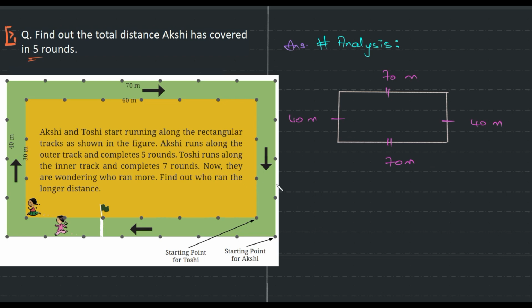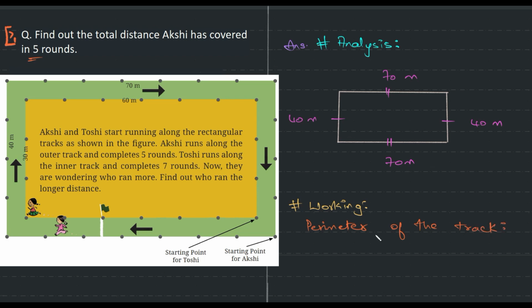Now find out the total distance. So how do you figure out the total distance? It is equal to what? Perimeter. That's the whole idea, right? So we'll write total distance. Or first thing is let's find the perimeter, because she ran 5 rounds. So the first thing is perimeter. Since she ran 5 rounds, the total distance will be, think about it, perimeter of the track is equal to, yes.